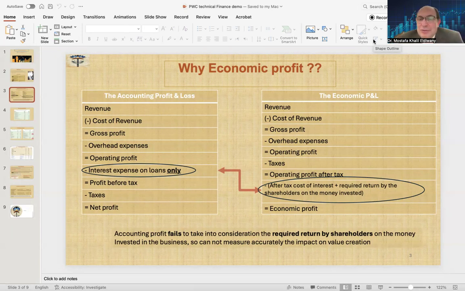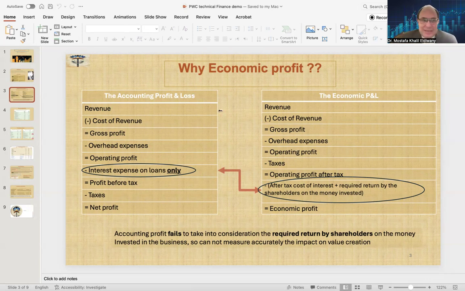Now, we have to talk about something of extreme importance. And in most of the cases, it's a blind spot for so many managers, whether they are from a financial background and sometimes from a non-financial background, most of the cases. Now, there is something called the economic profit. What is the economic profit?